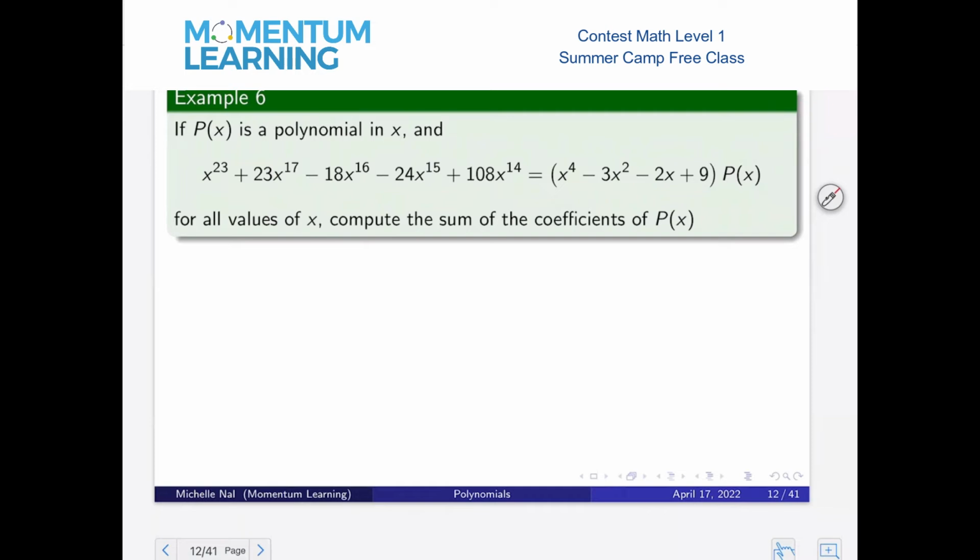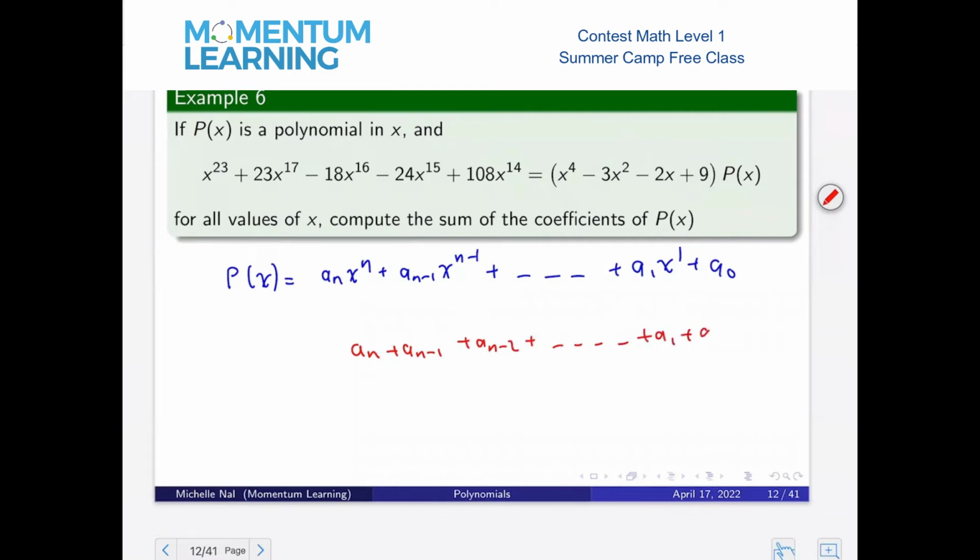Now, remember our first definition? P of x is something like a sub n times x to the n, plus a sub n minus 1 times x to the n minus 1, and so on, plus a sub 1 x to the 1, plus a sub 0. I'm only interested in finding what? A sub n, a sub n minus 1, a sub n minus 2, all the way to a sub 1 plus a sub 0. Now, if I just want to add these, then what do I want x to be?